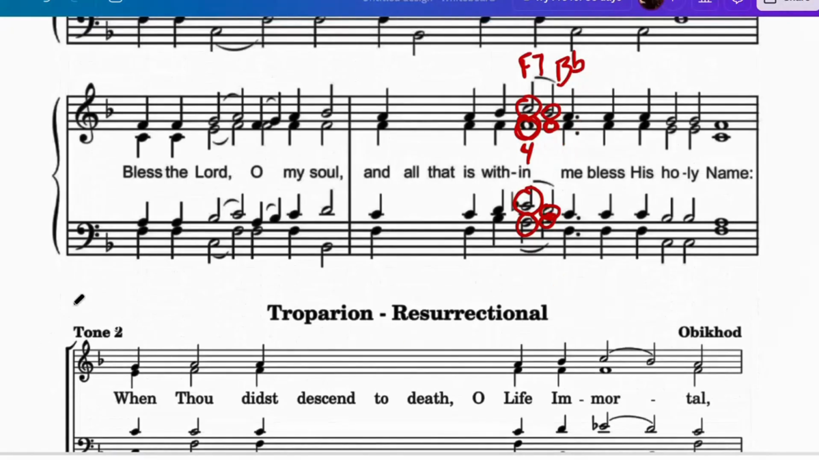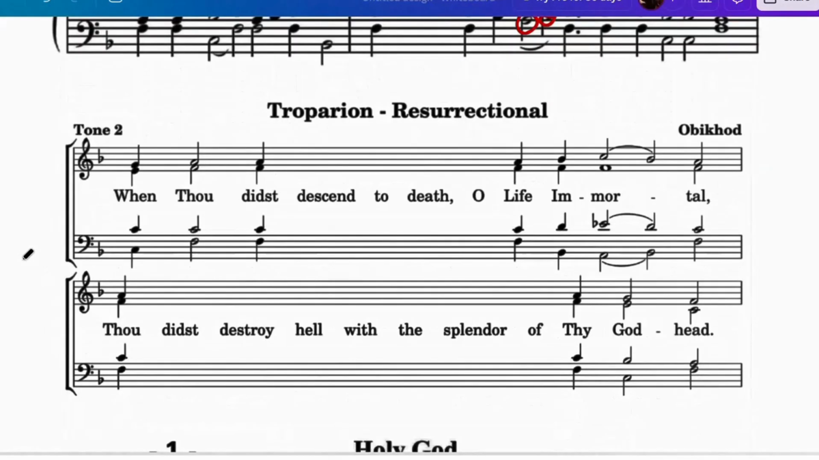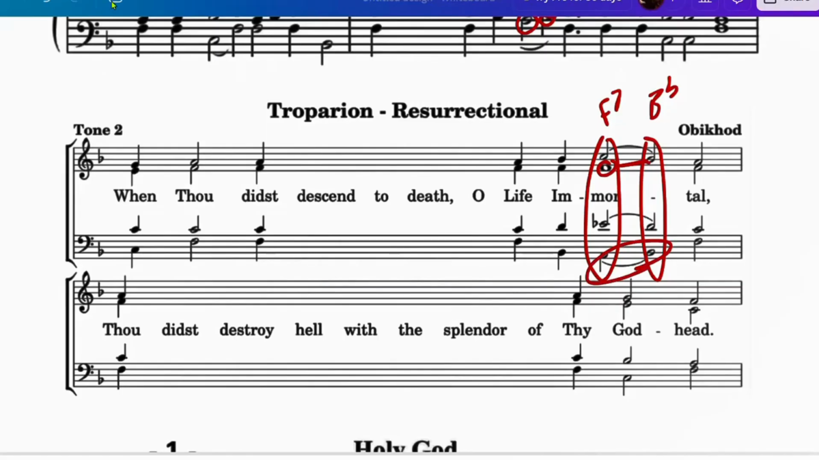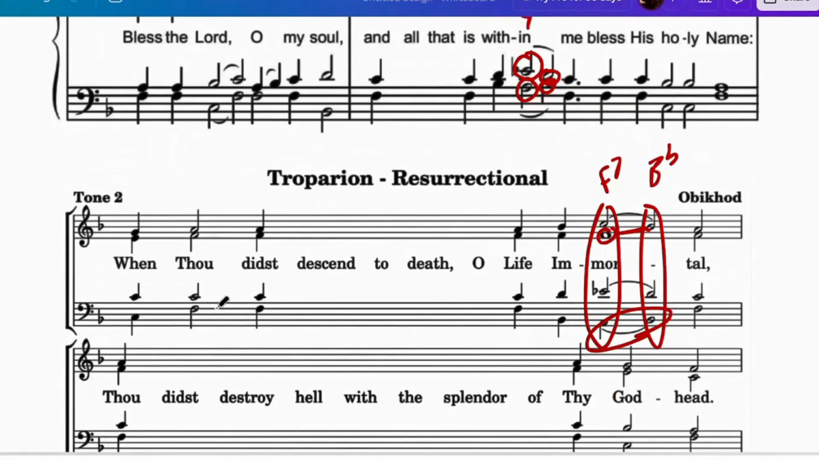Another example of this is in the Tone 2 Resurrectional Troparion. As we can see, it's the exact same scenario. So an F7 here, F7 leading directly to a B flat, even with this F sustaining through both chords. The only difference is down here, the bass notes are an octave lower than they were up here, but otherwise it's the same exact thing.